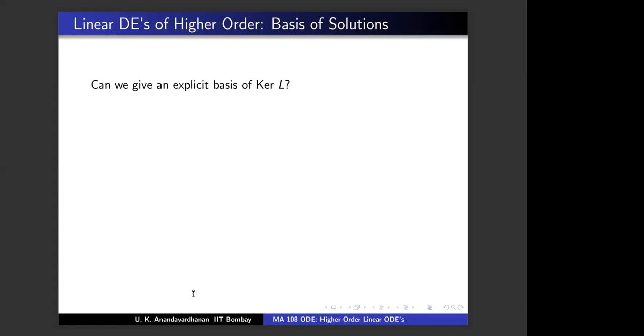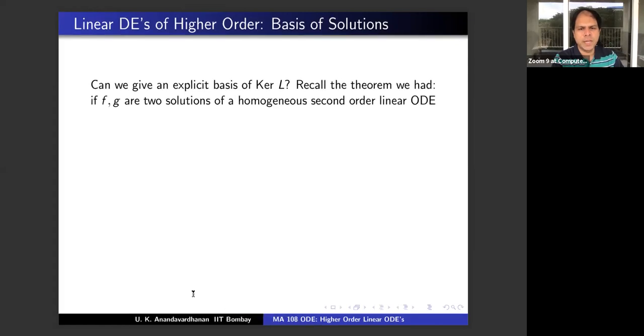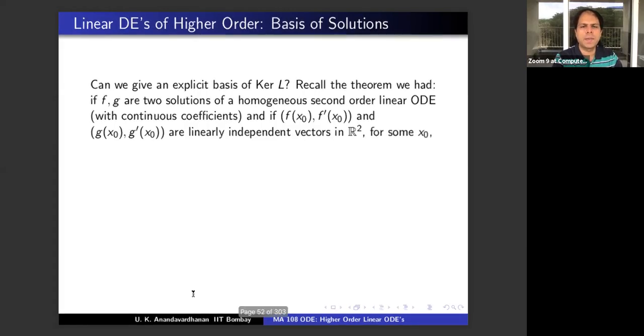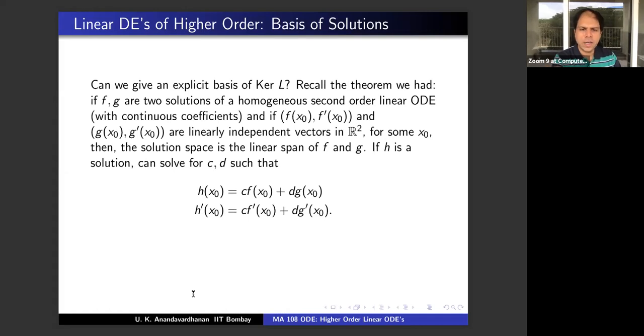h of x minus c f minus d g. That is identically 0. Okay, so the same strategy will work. So recall the theorem we had. I'm repeating whatever we discussed. In fact, what you told me: if f and g are two solutions with continuous coefficients, and if these two are linearly independent for some x0, which is up to you, you can choose an x0, then the solution space is a linear span of f and g. If h is a solution, then we can solve for c and d such that h x0 is this, h prime x0 is this.